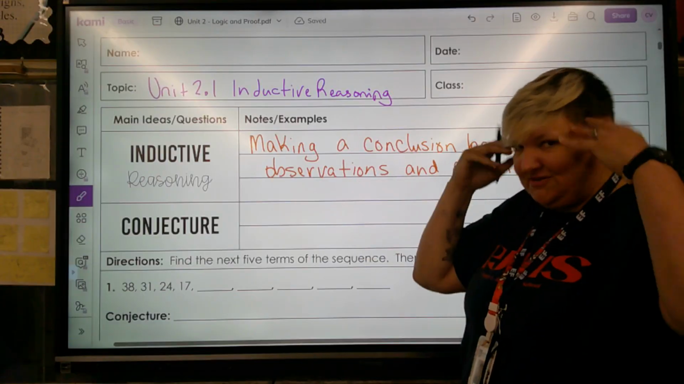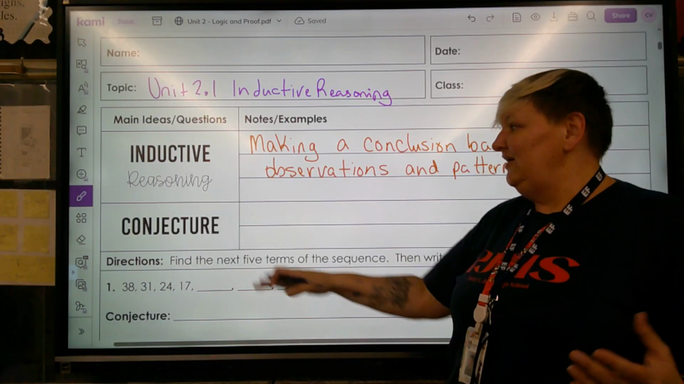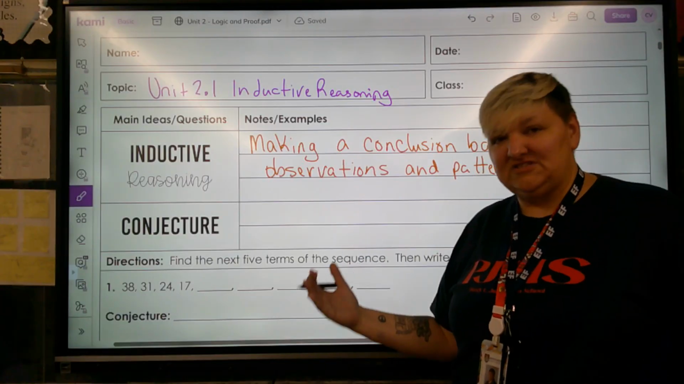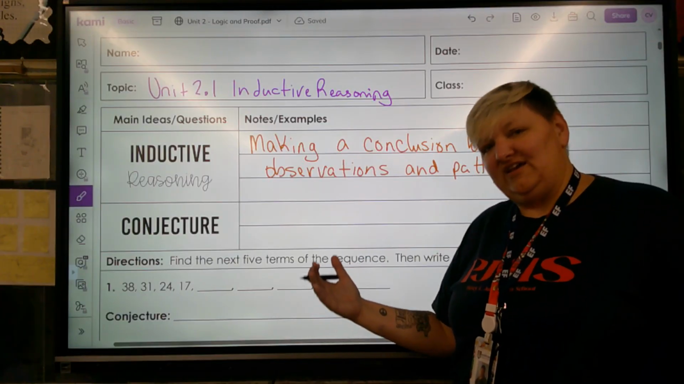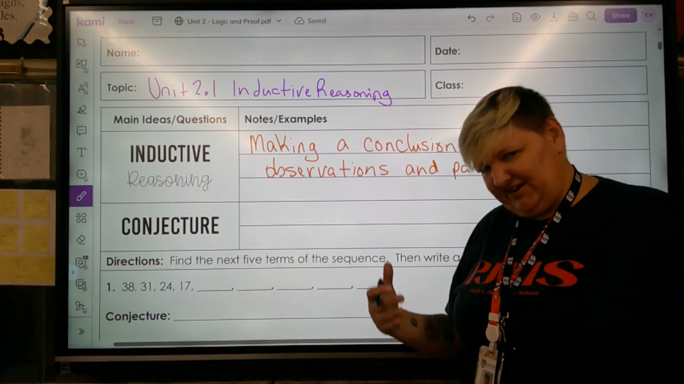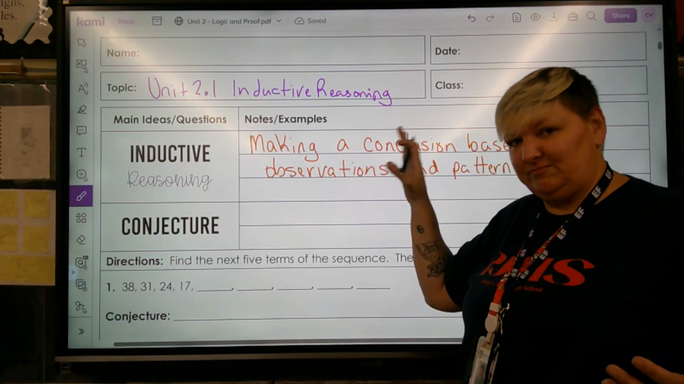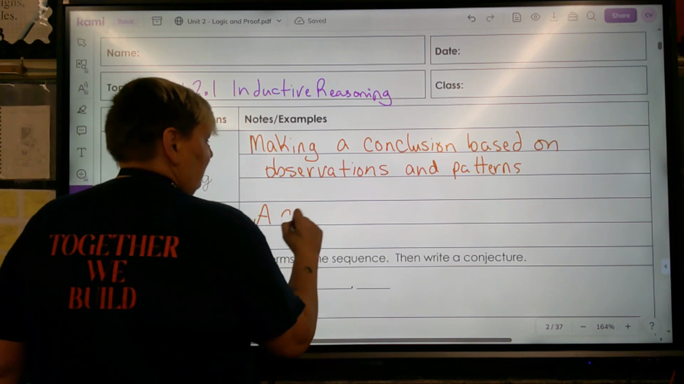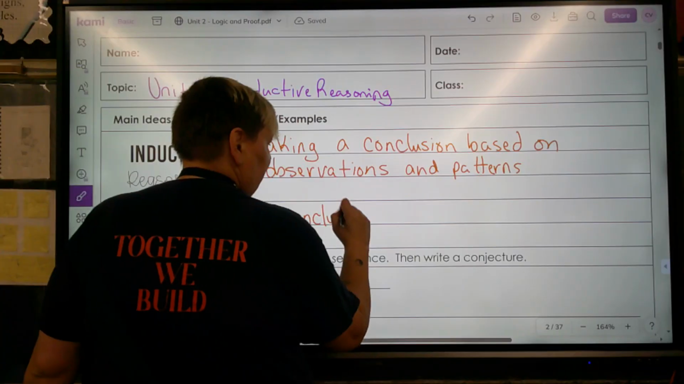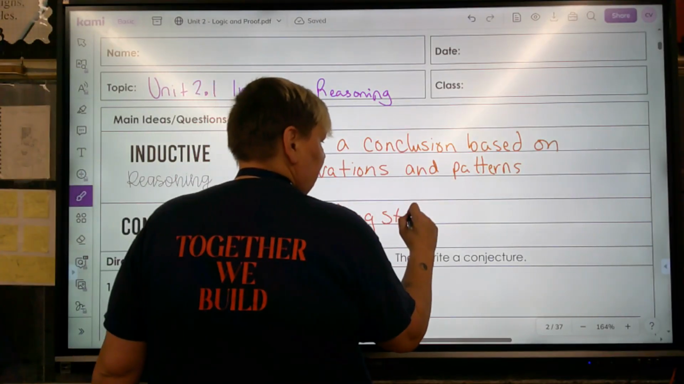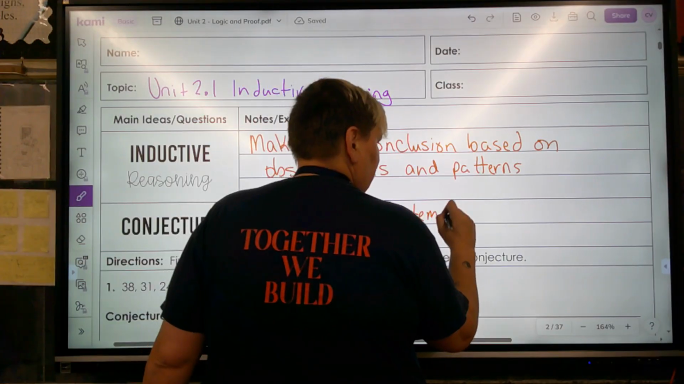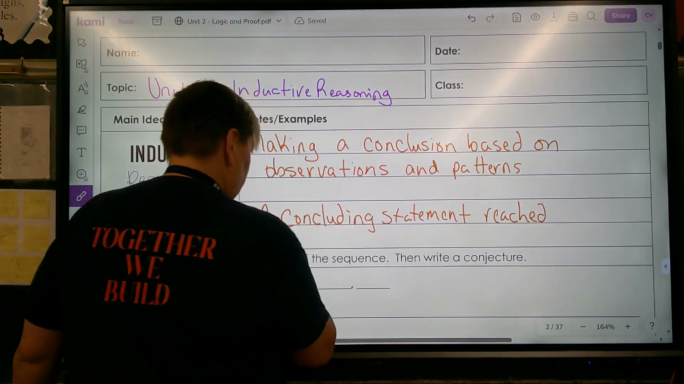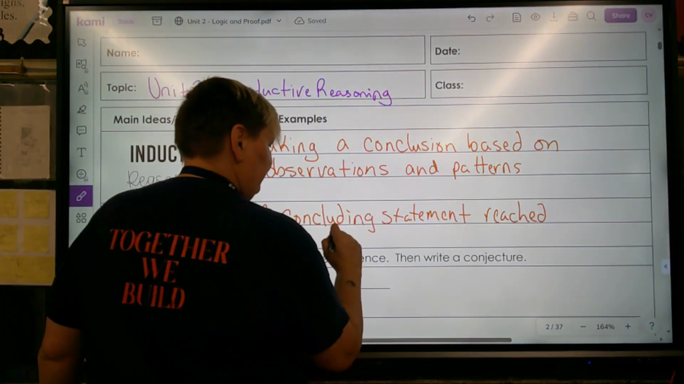After you've made your observations and you've recognized the pattern, then you can make a conjecture. A conjecture is like the math form of a hypothesis, right? It's a guess, but not just a guess, an educated guess, because it's based on observations and patterns, right? So a conjecture is a concluding statement reached using inductive reasoning.